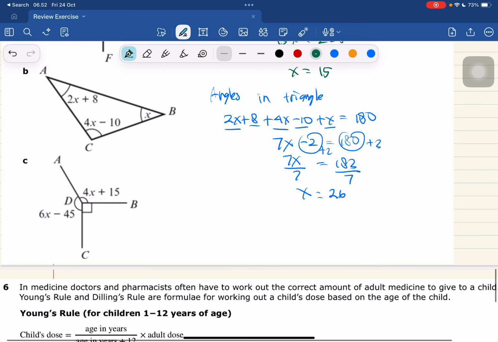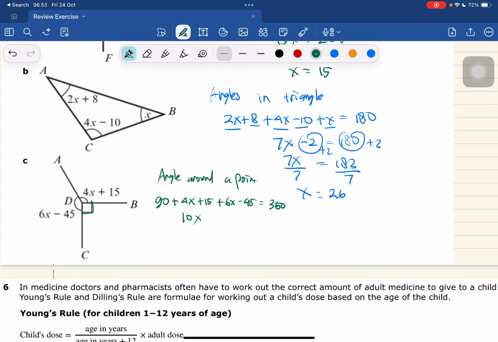Next. Okay, this is angle around a point. Here, total of 360. We got a right angle, which is 90, plus 4x plus 15, plus 9x minus 45, equal to 360. So how many x do we got? We got 4x plus 6x is 10x. And then we got 15 minus 45 is minus 30. So 90 minus 30 is minus 60.